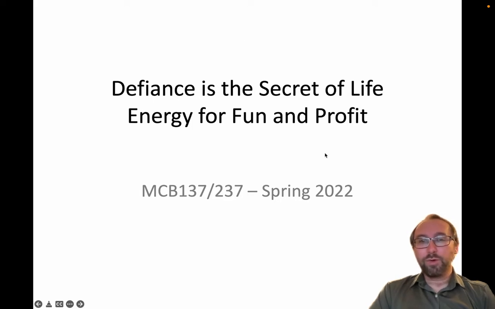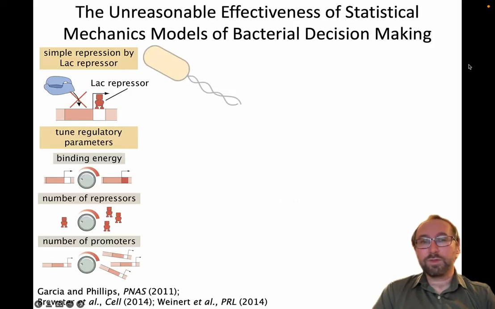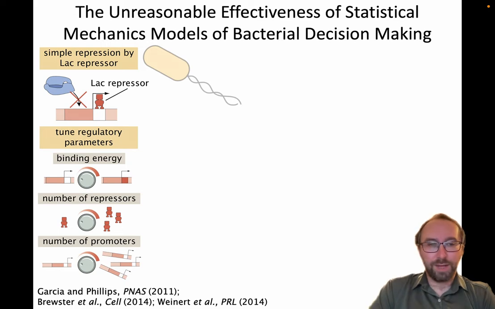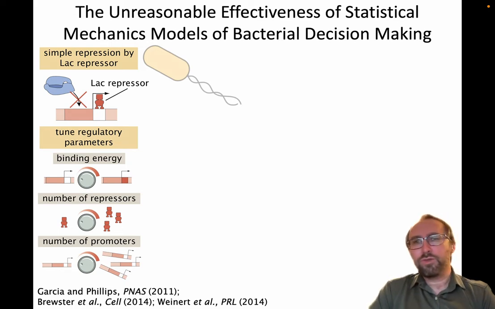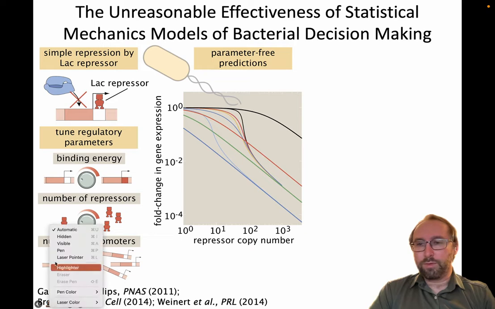All right. So in the previous few lectures, we talked about statistical mechanical models, and in particular, I showed you how these StatMech models could be unreasonably effective. Like they worked really well. So just as a reminder, what I'm showing you here is a set of predictions for the level of gene expression.